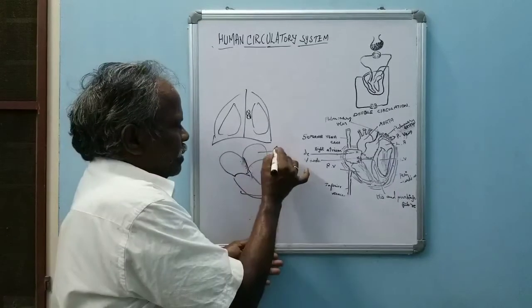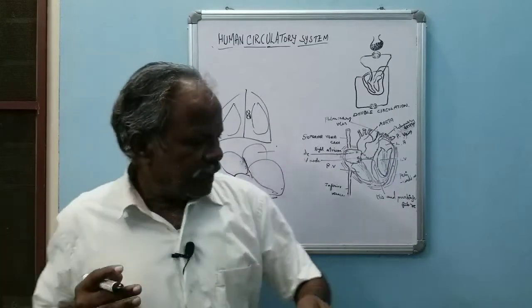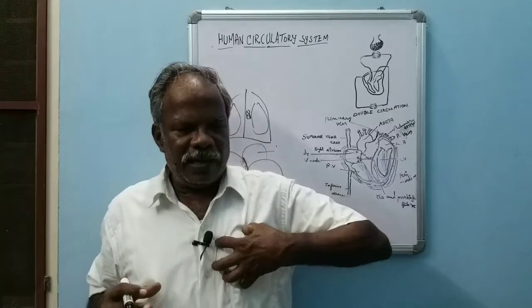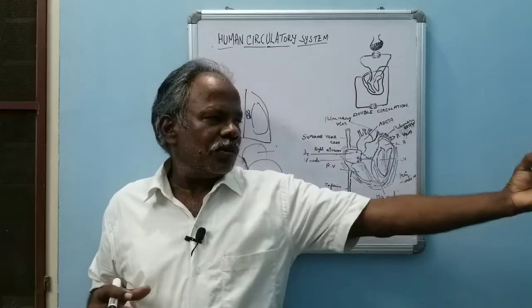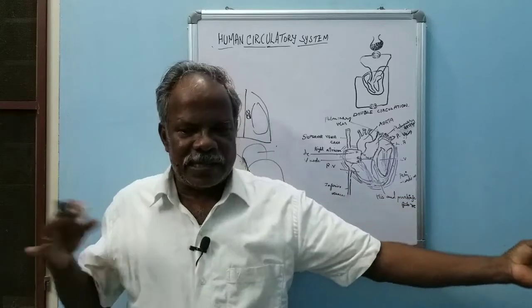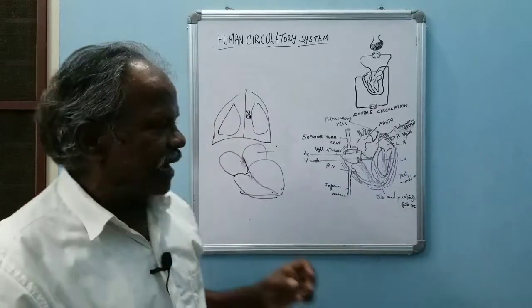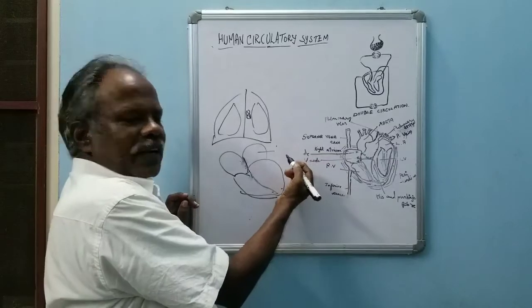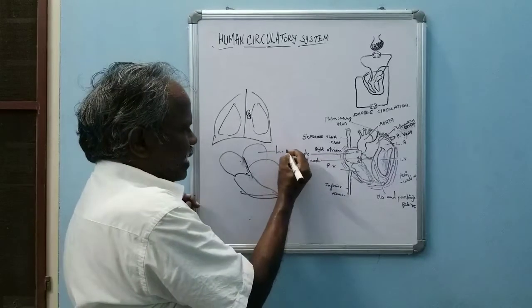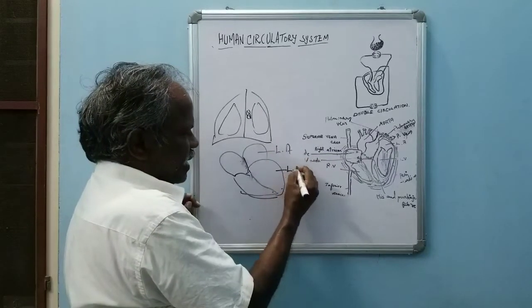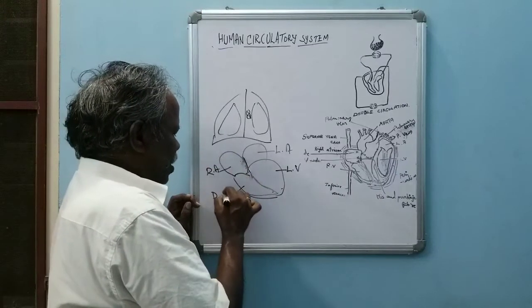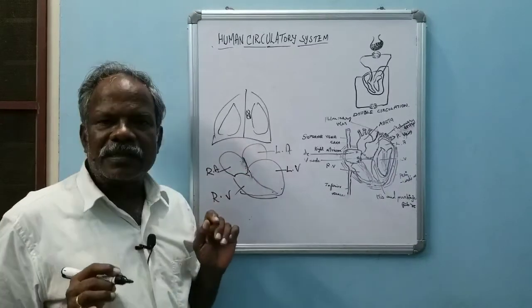Another thing we should know is that you should imagine the heart is taken and placed here. So the left side becomes here and the right side becomes here. When we turn this way, the right side may appear as left. So this is the left auricle and left ventricle, right auricle and right ventricle. So there are totally four chambers in the heart.